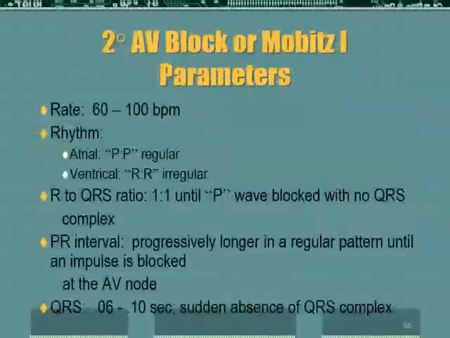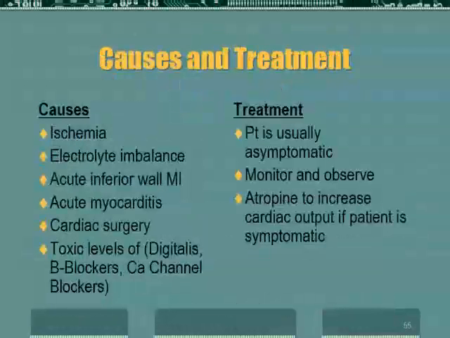You can read through here, the rate is typically 60 to 100. The P to QRS ratio is 1 to 1 until that P wave gets blocked. The PR interval progressively gets longer until you have an impulse that's blocked, and the QRS is typically within normal limits until you have that blocked one.